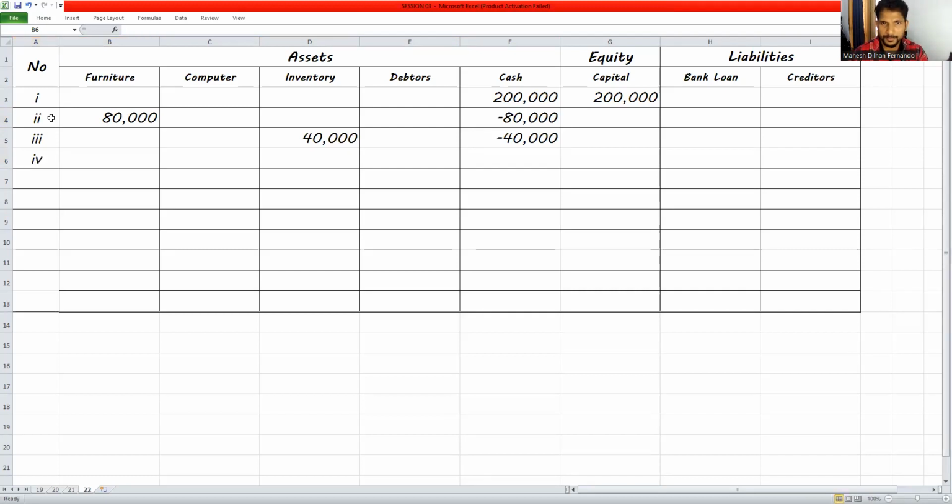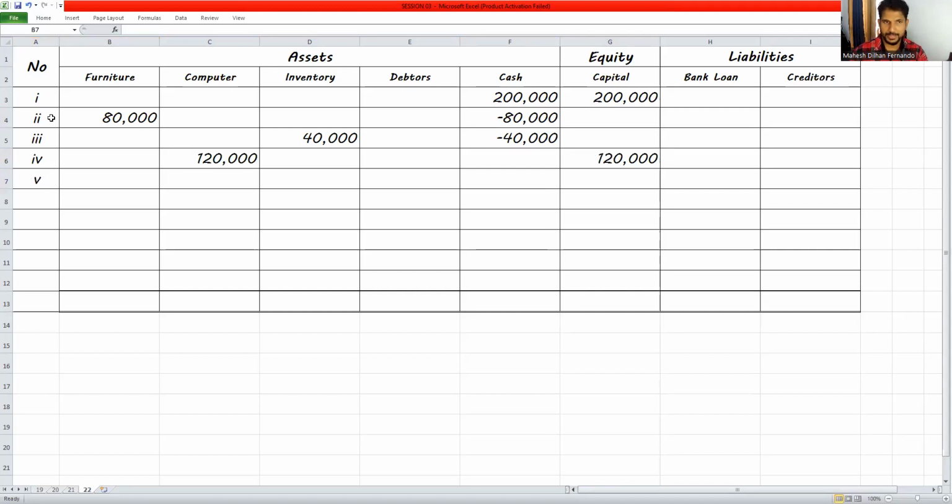Transaction number 4. Look at this. The owner invested his personal computer valued 120,000 as capital. Right, again, the owner has introduced additional capital during the period. Computer plus 120 and capital plus 120. See?